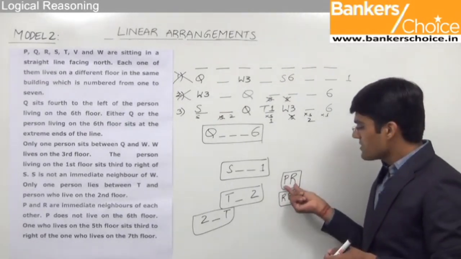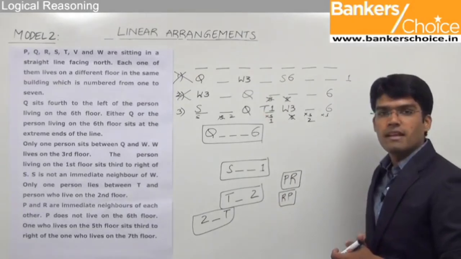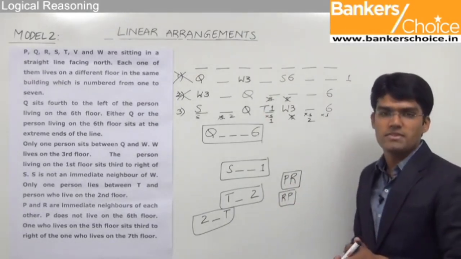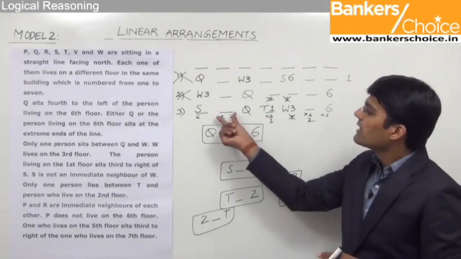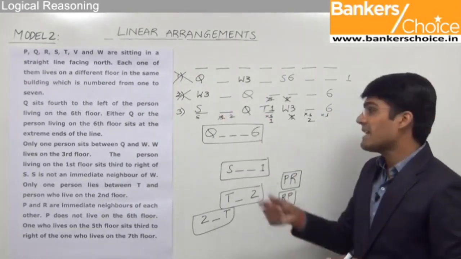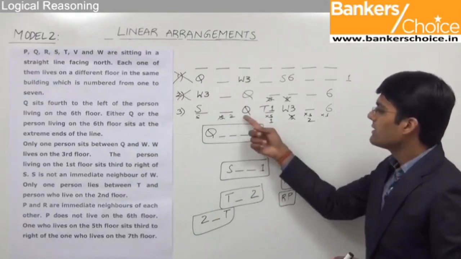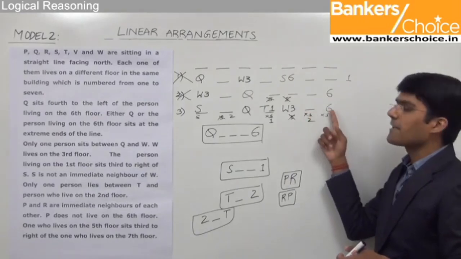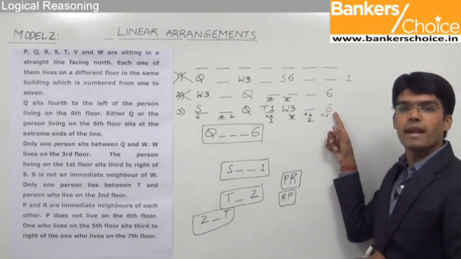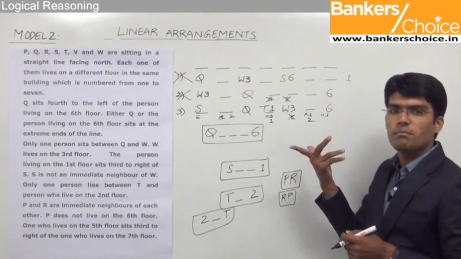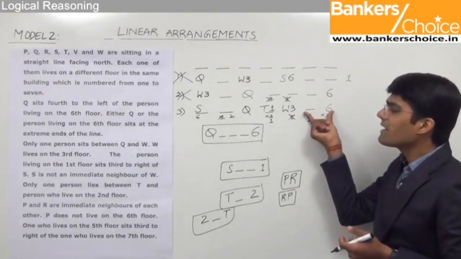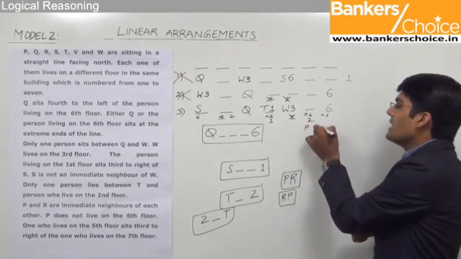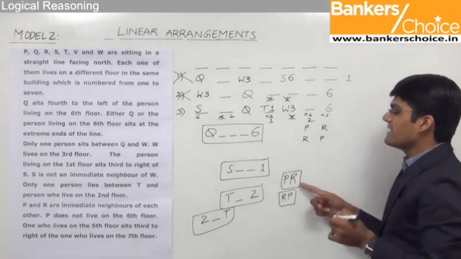Let us now try to fit the positions of P and R on the arrangement. As we know, P and R are immediate neighbors, we should have two consecutive vacant positions for them. So if we try to see, the 2nd position cannot be taken by P or R as there is only one place left out. The 3rd, 4th and 5th positions are already occupied, but the 6th and the 7th positions are vacant. The 7th position is occupied only by the person living on 6th floor, which can be P or R. So that means P and R can come in the last two positions. But the possible cases are either it is PR or RP, as we can see here.